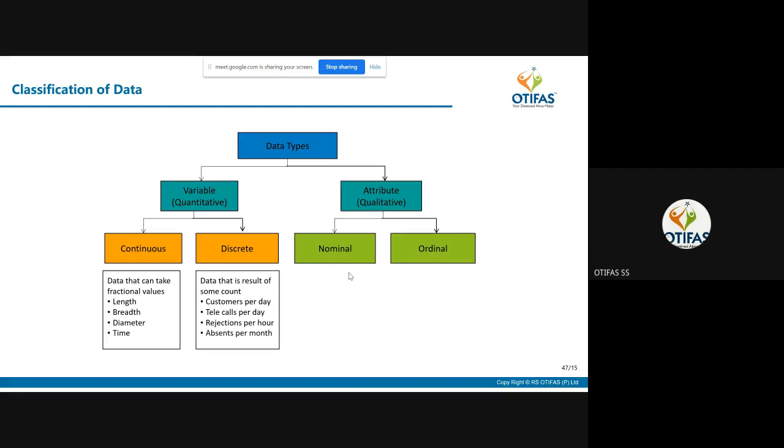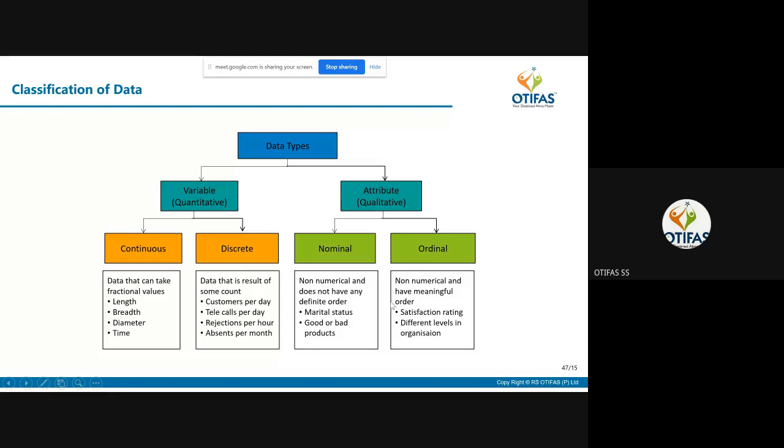There is no meaningful order. But when you say graduation and post-graduation, there is a meaningful order. So ordinal means there is a meaningful order, and nominal means where there is no meaningful order. So these are the four kinds of data we are going to use.